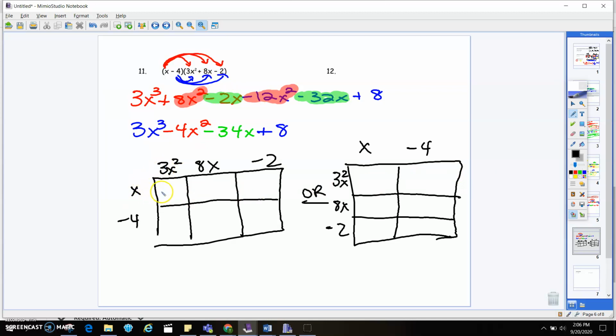So then you're going to multiply. I'm going to work off of this guy right here. 3x squared times negative 4 is going to give me negative 12x squared. x times 8x is going to give me 8x squared. 8x times negative 4 is negative 32x. x times negative 2 is going to give me negative 2x. Negative 4 times negative 2 is going to give me 8. I'm going to highlight my like terms.